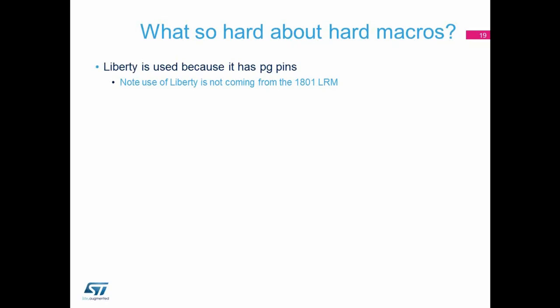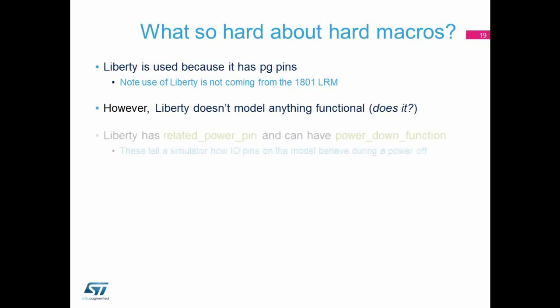I think I'm right in saying that Liberty was not something that came from the 1801 committee, not from the IEEE. It was something which the vendors introduced, or one vendor in particular. But you might think, well, how can I use Liberty in my verification because it doesn't have anything in it which is functional? It's just a static view of a cell, which is generally thought of as being used in implementation and sign-off. Well, it's got related power pins inside about the relation between the supplies and the input and the output pins on the cell.